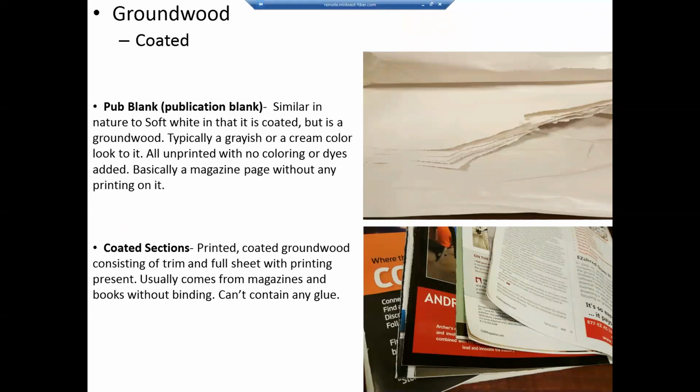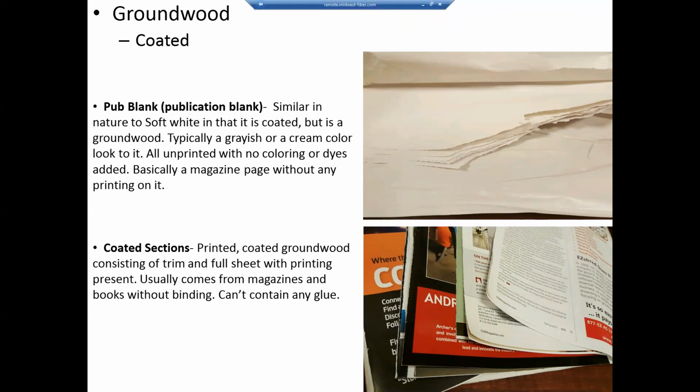In the coated groundwoods, the highest grade is pub blank, or publication blank. It gets its name because this is the paper stock that publishers use to print magazines on. This is similar in nature to soft white in that it is coated plain white paper, but it is a groundwood paper instead of a free sheet.